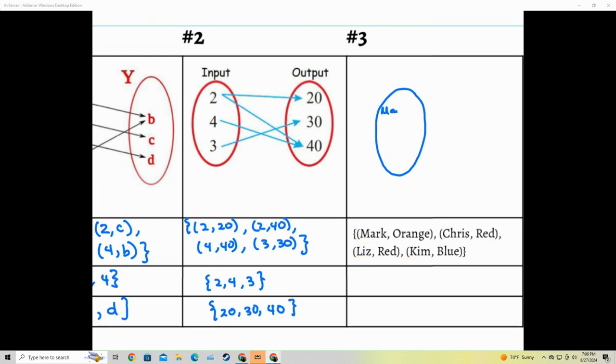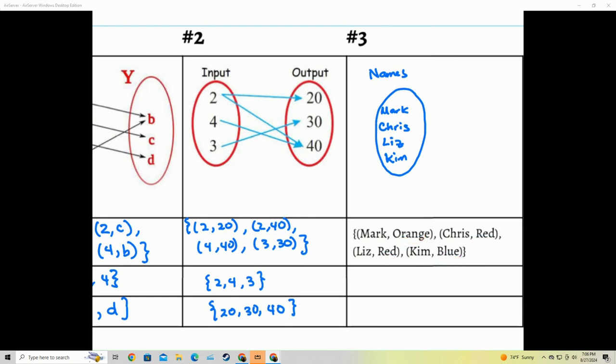Mark, Chris, Liz, and Kim. By the way, these are all names. And what do they map to? Well, they map to orange, red, red again, and blue.